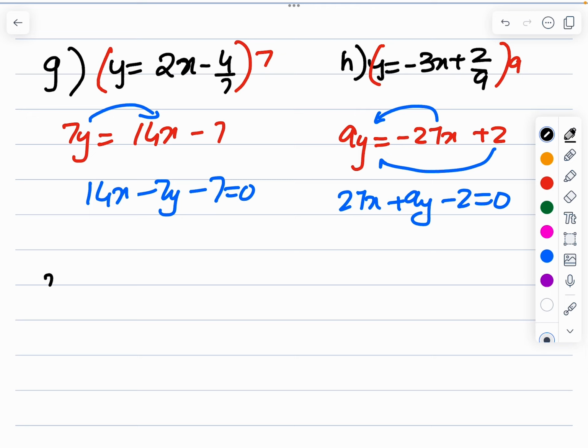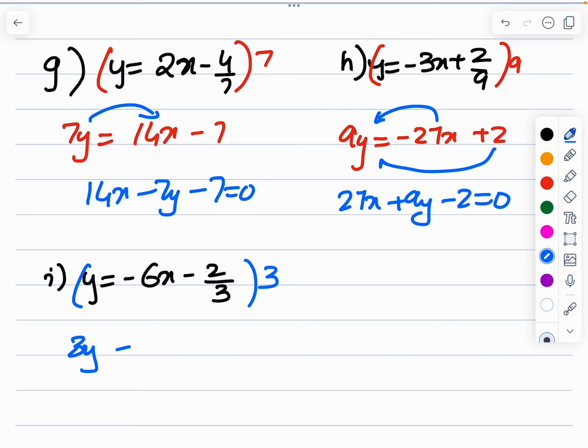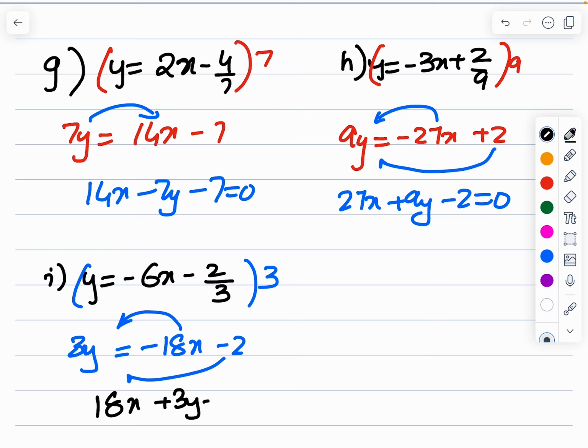Then I, y equals minus 6x minus 2 upon 3. Multiply by 3 on both sides. So 3y equals negative 18x negative 2. Then bring the 18x to the other side and negative 2 to the other side. So it becomes 18x plus 3y plus 2 equals 0.